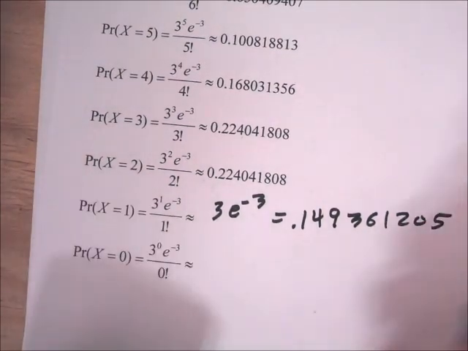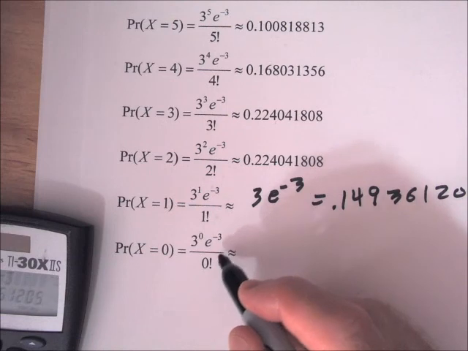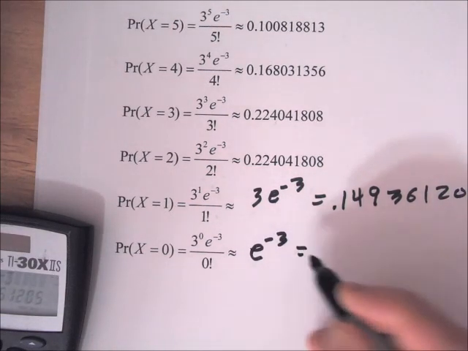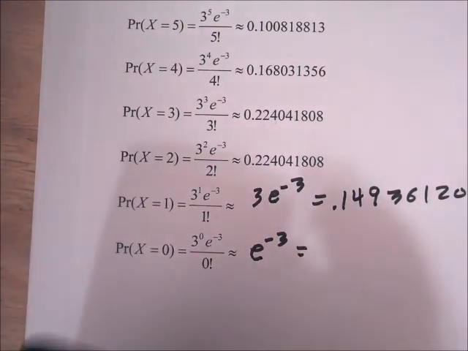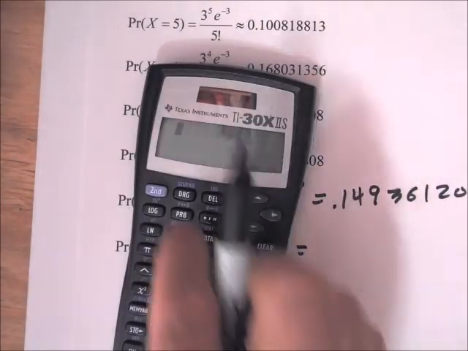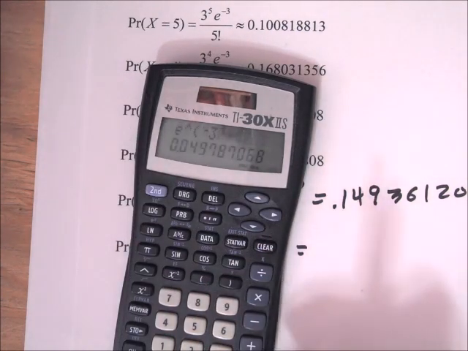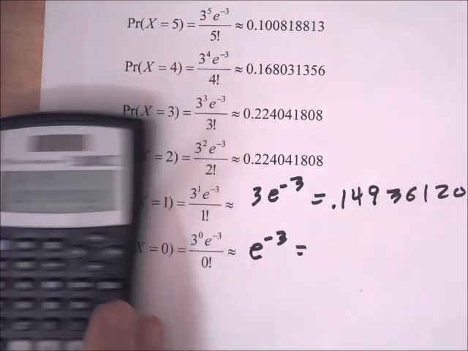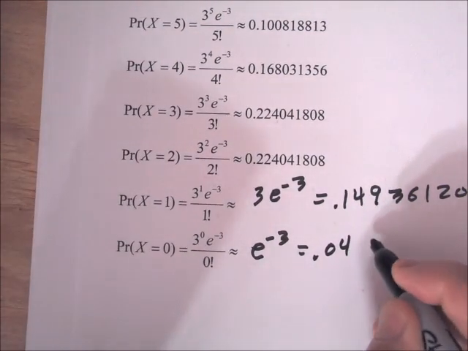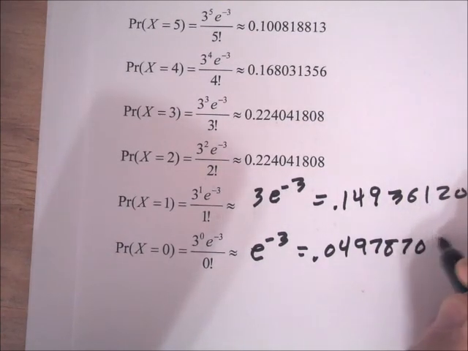0.149361205, and then any number to the 0 power is 1. 0 factorial is 1. So this last one is just e to the minus 3. So let's clear that out. Do second ln and negative 3 equals 0.04978707.